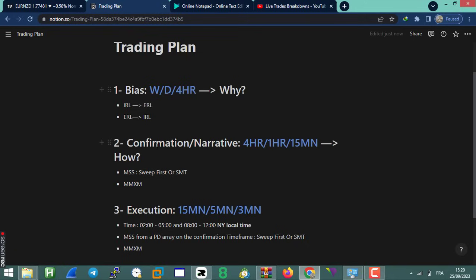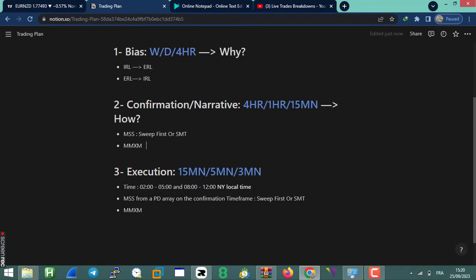So after confirming our second step, we have a market structure shift, we have a market maker X model in check. We're going to use this to target, right? To frame our TPs. And now we move on to the execution time frame, which is the 15-minute, 5-minute, or the 3-minute. Of course, the time we're going to use is 2 a.m. to 5 a.m. New York local time.